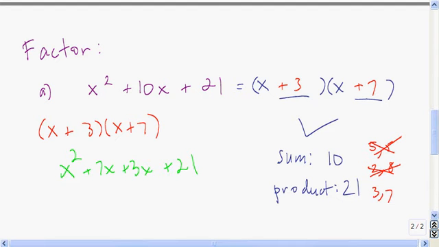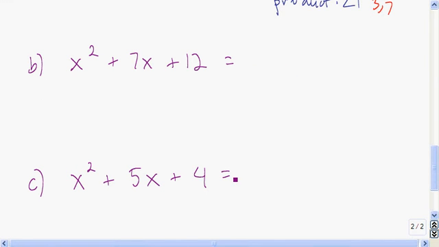I'm going to write a couple of examples for you to try, so why don't you pause while you work on them. Okay, here are the two examples.